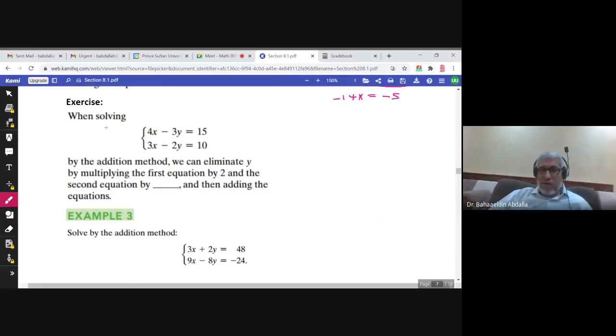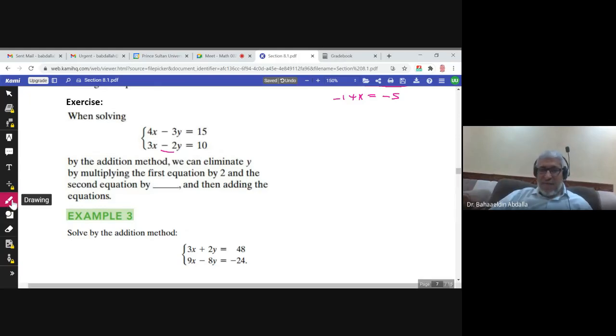Another example, when solving these two equations, okay? Now look at the variables. Look here, 4, 3, 3, 2. These are the coefficients, okay? By the addition method, we can eliminate y. Now to eliminate y, for example, this is -3, this is -2. We need it to be 3. So if you divide 3 by -2, you will have a fraction. We don't like fractions. So what can we do?